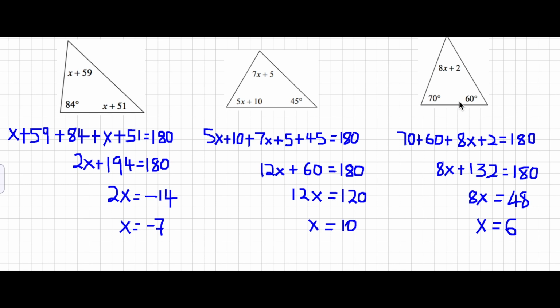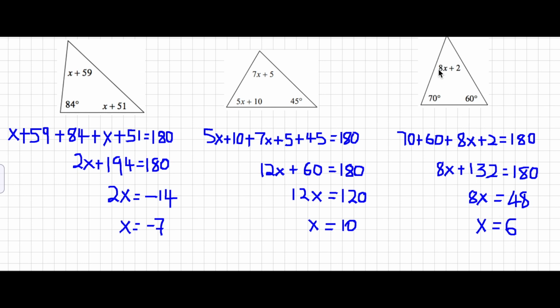And the last question, it's a little bit simpler than the first two questions. You add 70 plus 60 plus 8x plus 2 equals 180. That sum, 180, will always be the same as long as it's a triangle. And then when you add the like terms, 70 plus 60 plus 2, you get 132. You subtract 132 from both sides, you remain with 48. And then divide by 8 on both sides, x equals 6.